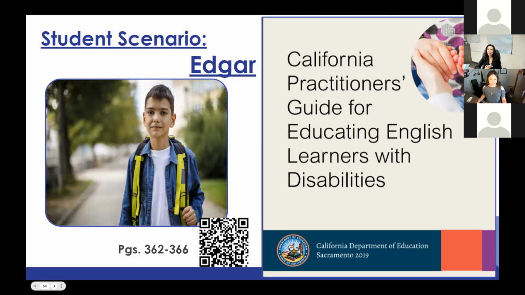As you look at practical strategies, scenarios about students in our education system, and where teams have considered perhaps for or against a practice to consider additional interventions. So here in this particular student scenario of Edgar, you can see again what the thought process was of the IEP team and how they considered the potential exit from special education for this particular student.